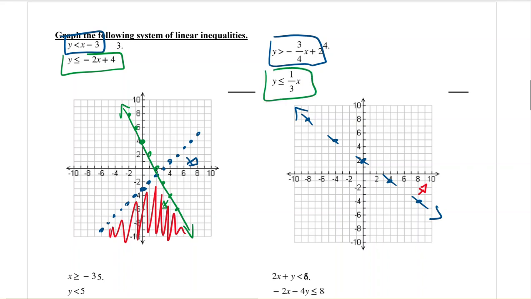Our next equation, y-intercept is at 0. We're going to go up 1, right 3, up 1, right 3, down 1, left 3, down 1, left 3. We've got the equal sign, so we're going to do a solid line. We're not eating the y, so we shade on bottom. So that would be this section here.